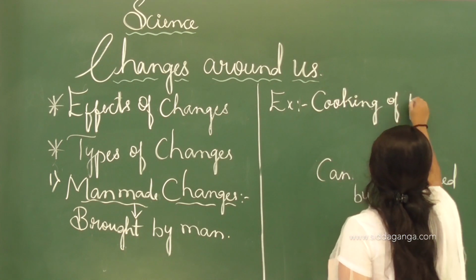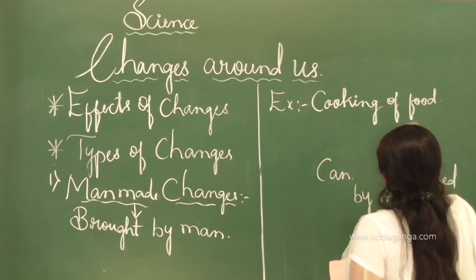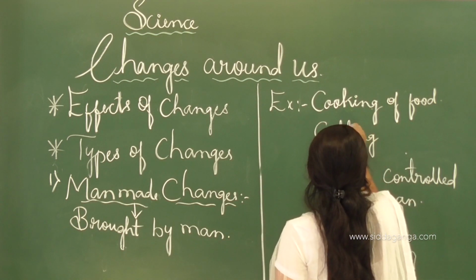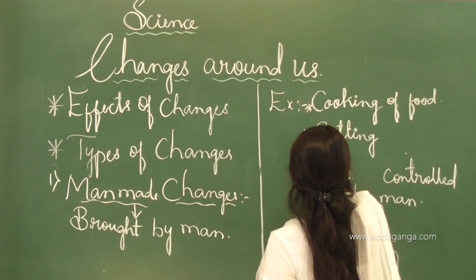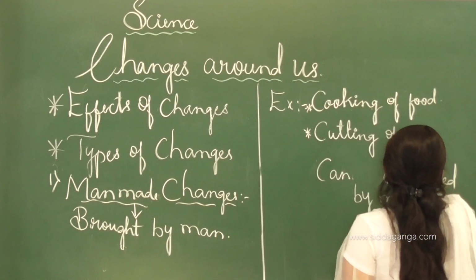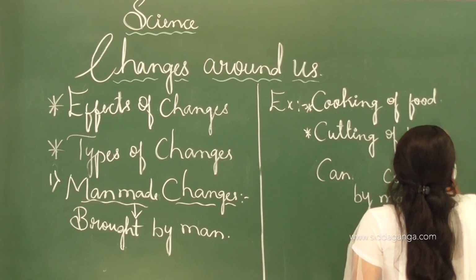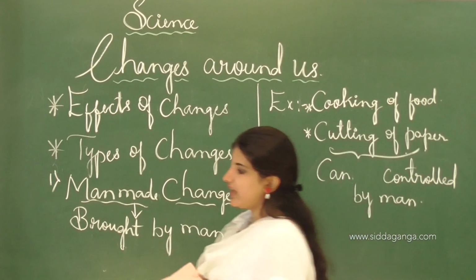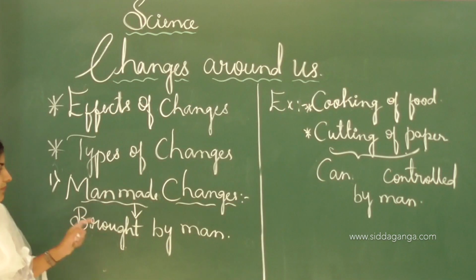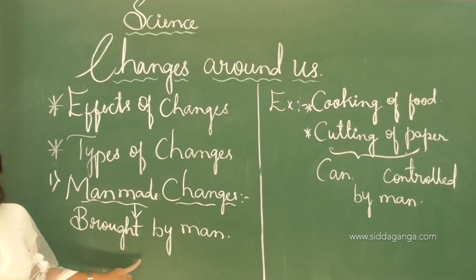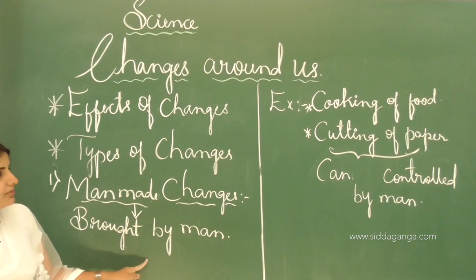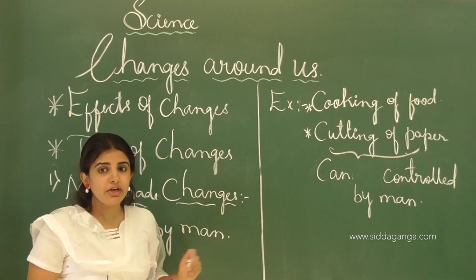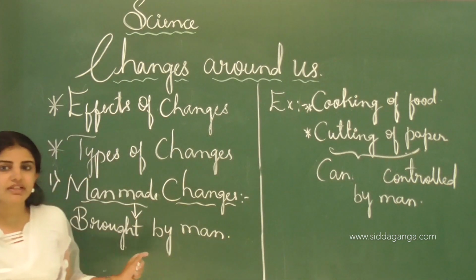cooking of food, cutting of paper. These can be controlled by man. We call them man-made changes. See, man-made changes are those changes which are brought about by man, and examples for those changes are the cooking of food and the cutting of paper, which can be controlled by man. We call them man-made changes.